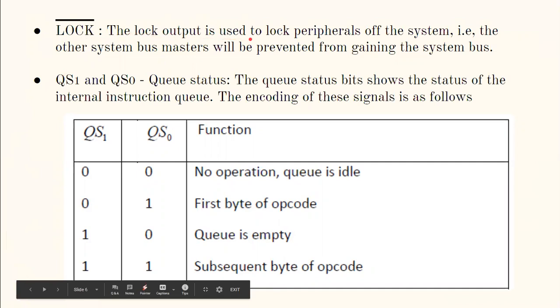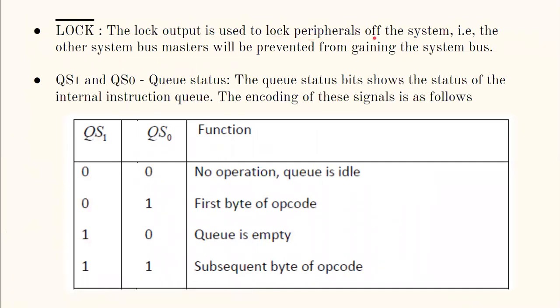The lock output is used to lock the peripherals of the system. That means whenever this signal is 0, the buses of the processor are locked, and now no other peripheral can make a hold input request to gain the control of the system buses. That will not be allowed if it has 0 on this lock bar.